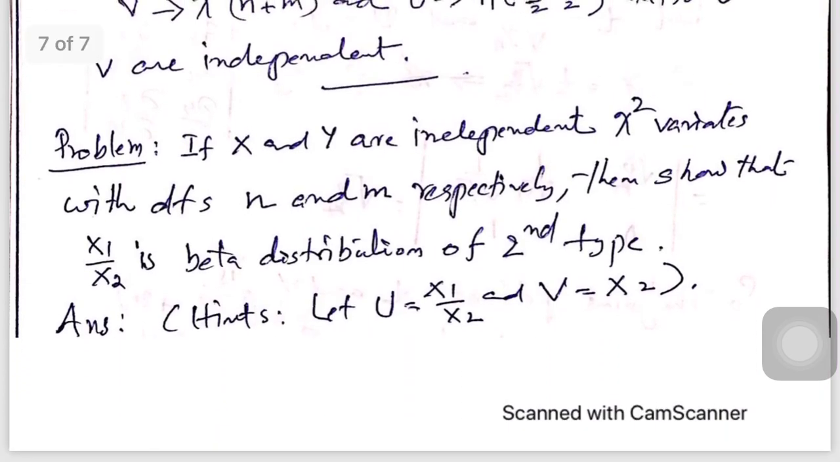And another problem: I have added the problem only and a solution is not given, but some hints are given. Here is another problem based on the chi-square distribution. As before, x1 and x2 are independent chi-square variables with degrees of freedom n and m respectively, and we have to show that x1/x2 is a beta distribution of the second kind. I have used a hint: u is equal to x1/x2 and v is equal to x2. v equal to x2 is not compulsory; you can also try v equal to x1 plus x2. That is left as an exercise to you. This problem you can easily find the solution.